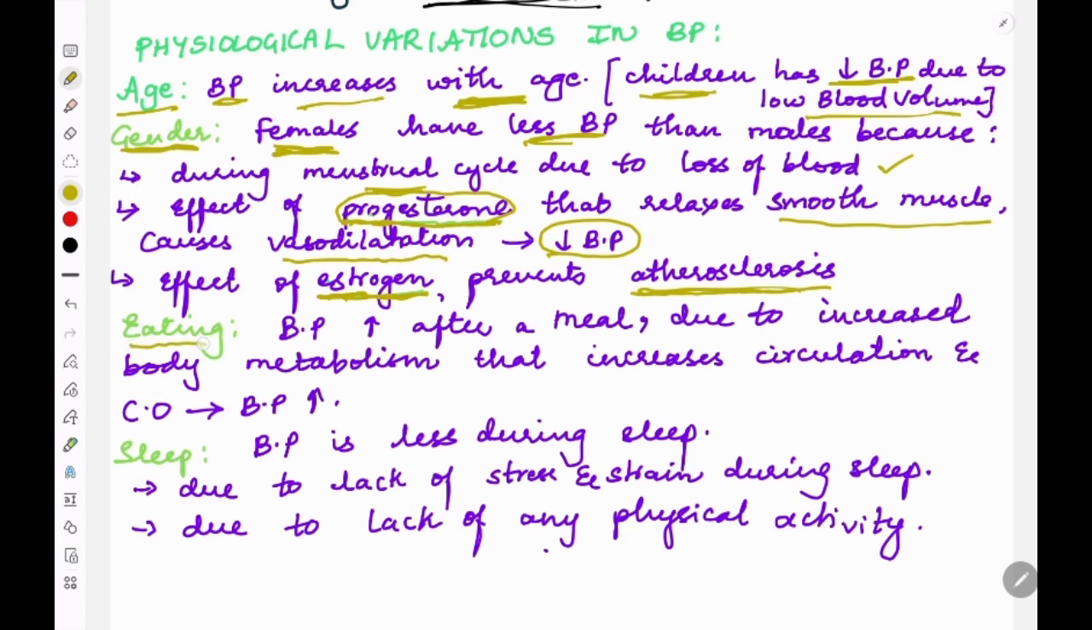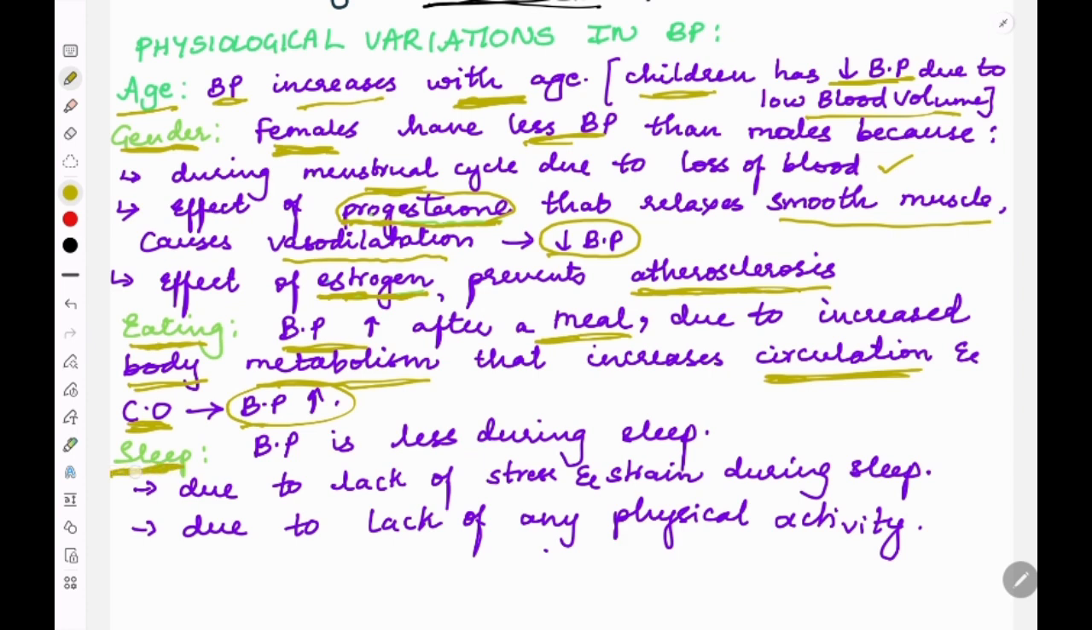The third factor is eating. So what will happen after eating? Blood pressure increases after the meal. Why? Because of increased body metabolism. After the meal, your body increases the circulation to get the food digested. That is the reason why the blood pressure has to increase. So cardiac output increases, and because of that BP also increases. The more the cardiac output, the more the blood volume and the more the BP. That is why after the meals, the blood pressure usually increases.